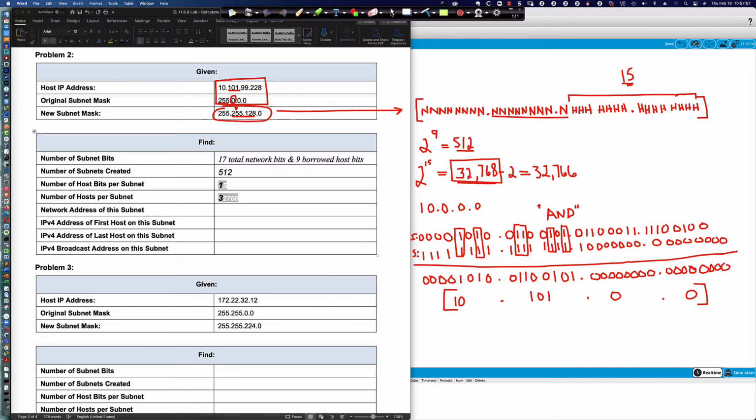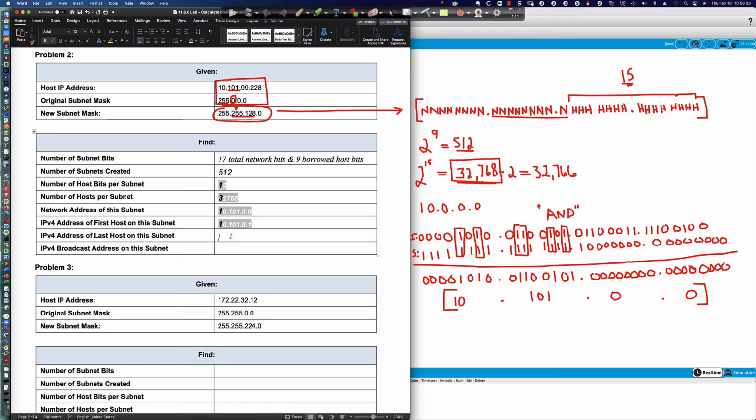All right, so let's go ahead and let's type our answer in here. So we know that the network address is going to be 10.101.0.0. And remember, there's 32,766 available IPs in that range. So what is the IPv4 address of the first host on that subnet? Well, that's our network ID, so the first address is going to be 0.1.